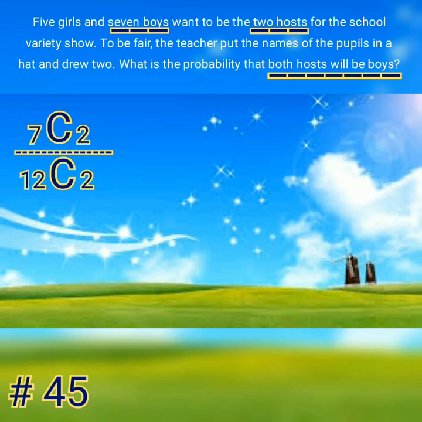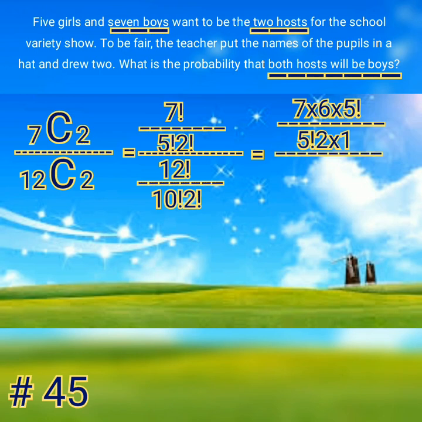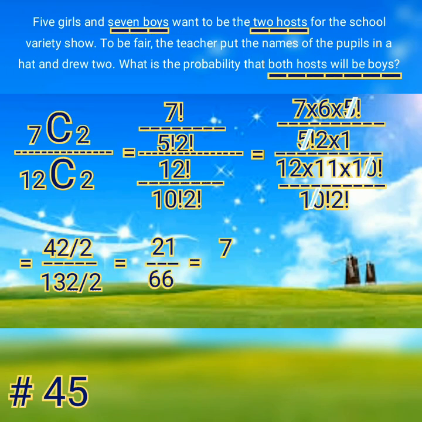The combination of 7 things taken 2 at a time is equal to 7 factorial all over 5 factorial 2 factorial. And the combination of 12 things taken 2 at a time is equal to 12 factorial all over 10 factorial 2 factorial. This will be 21 over 66 or 7 over 22. The probability that both hosts will be boys is equal to 7 over 22.